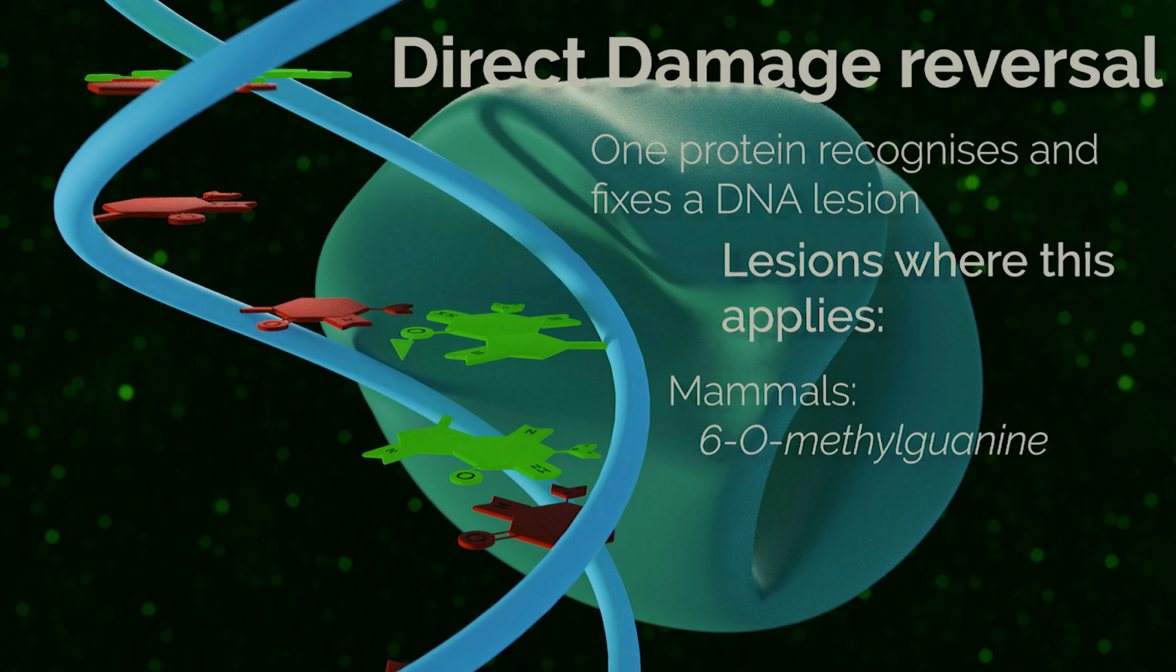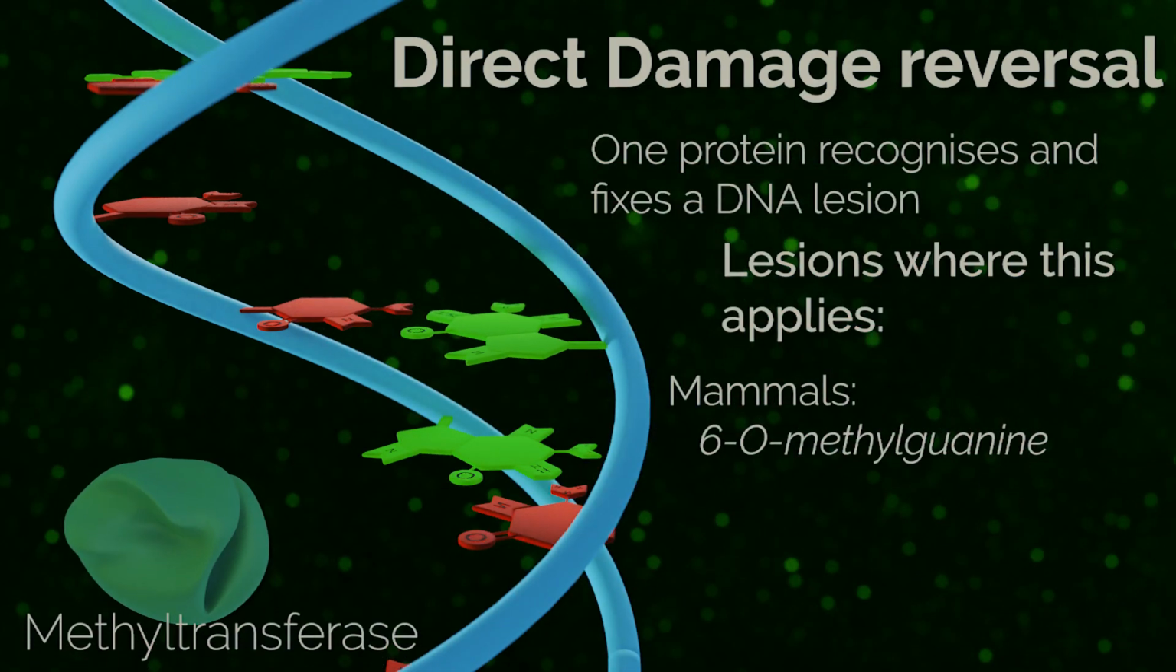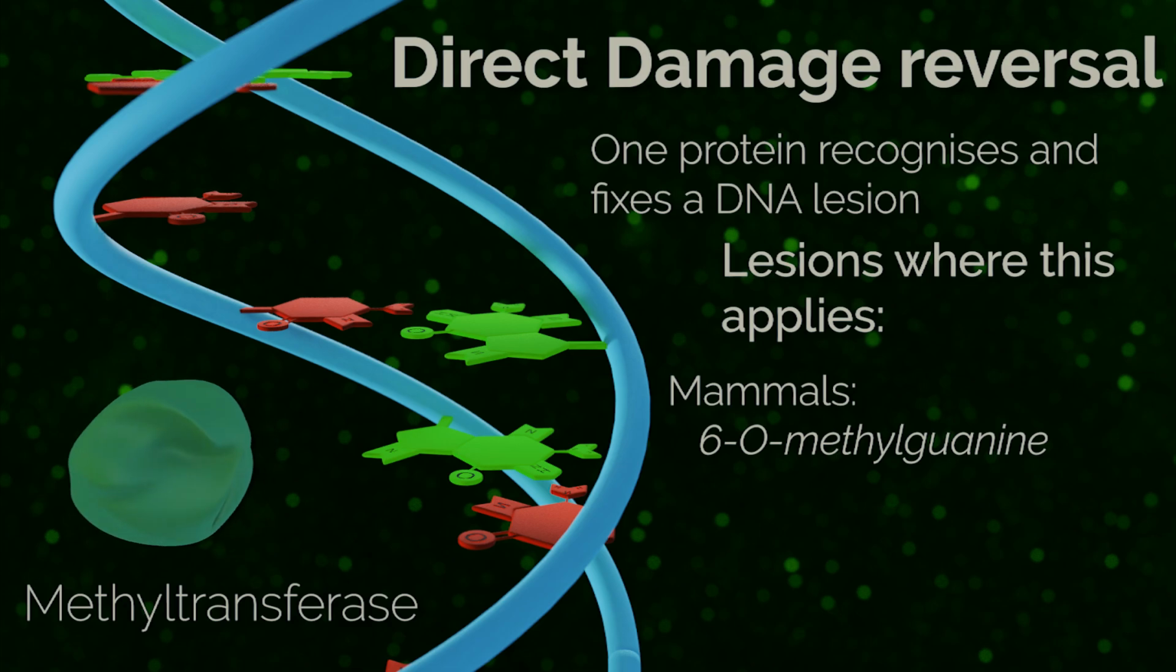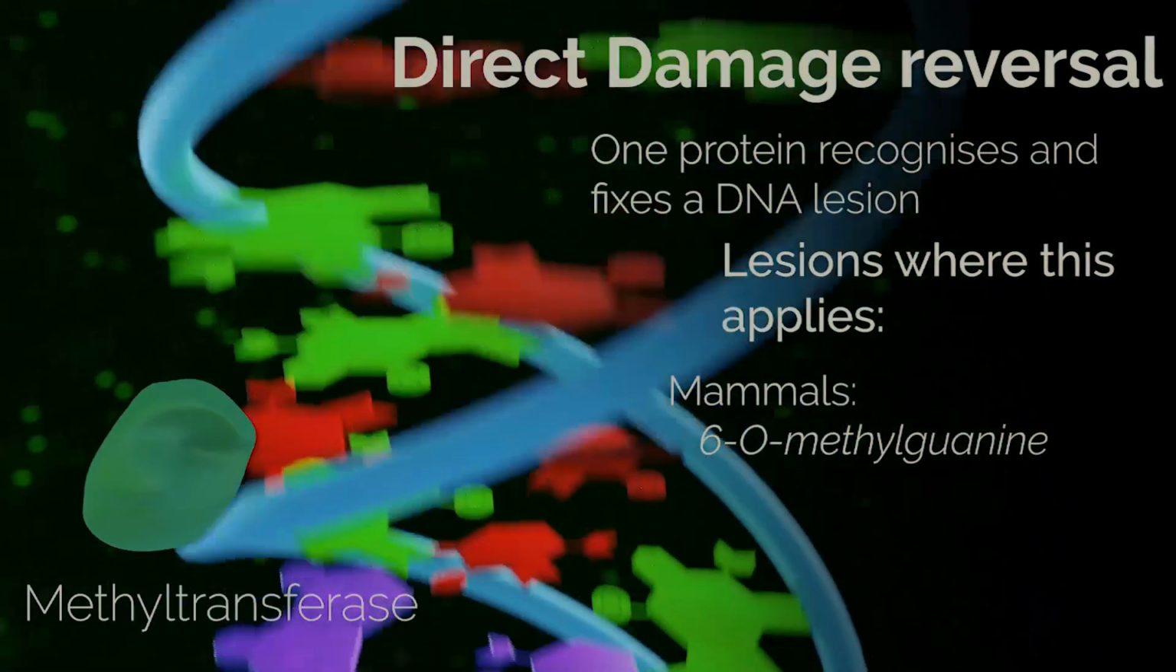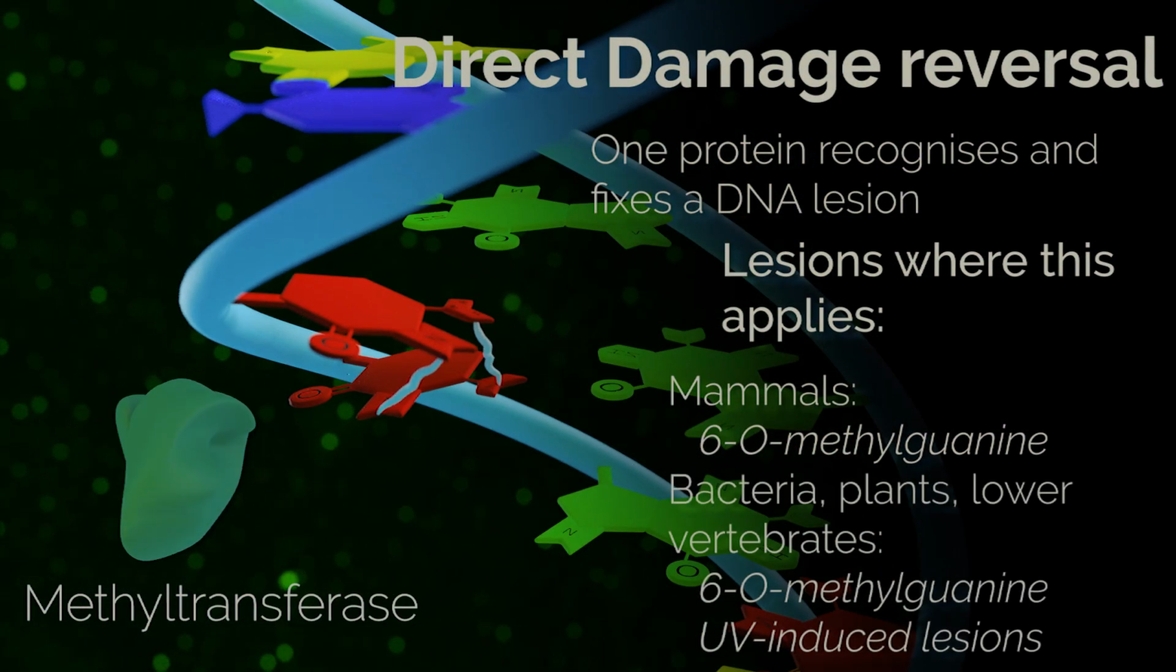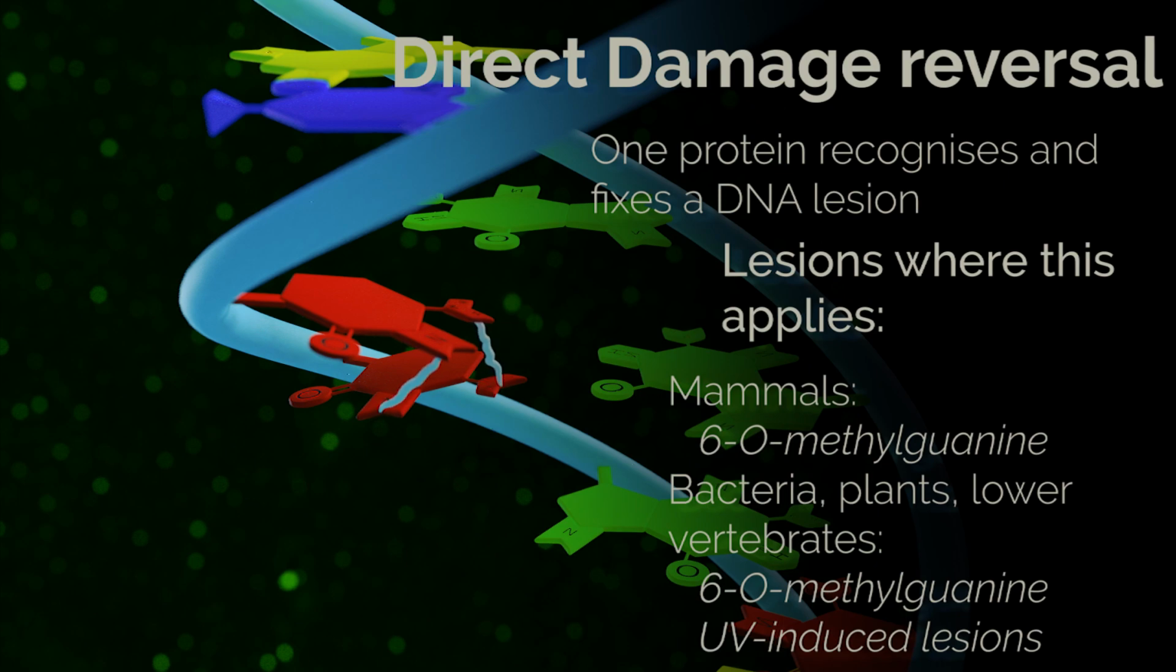For one type of lesion, O6-methylated guanine can get fixed by methyltransferase. It's disappointing, right? Even bacteria have more proteins like this. They can fix these cross-nucleotide bonds created by UV light with one protein. In mammals, this mechanism has most likely evolved into our circadian rhythm.